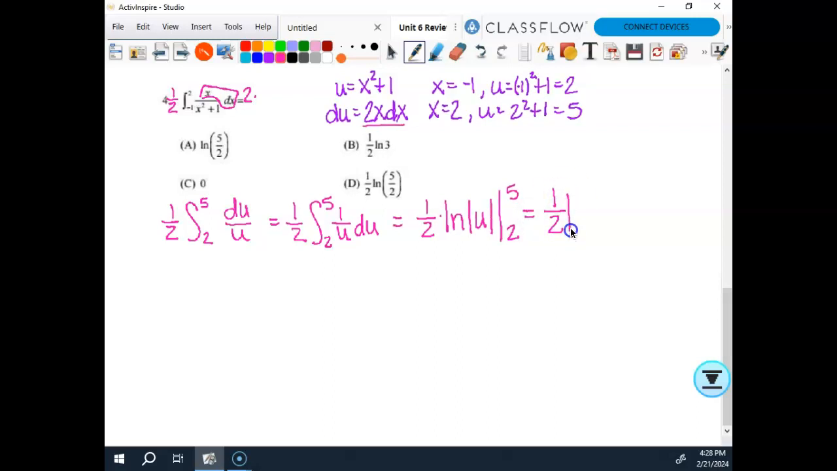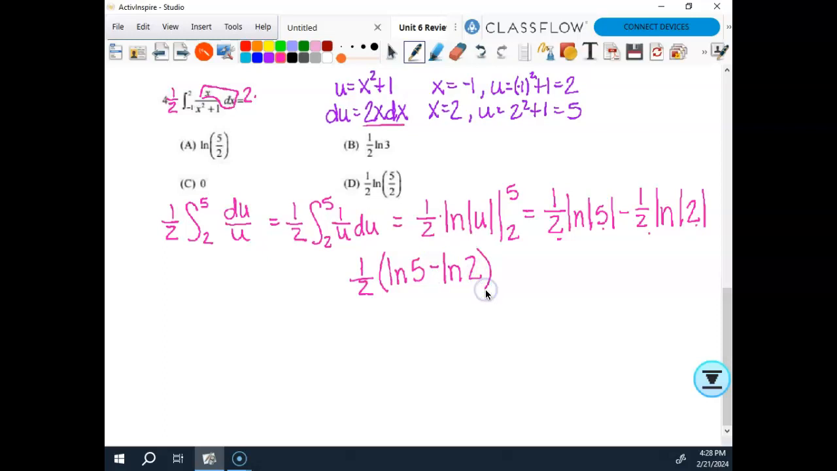1/2 times the natural log of the absolute value of 5 minus 1/2 times the natural log of the absolute value of 2. Which we don't have an answer choice that looks like that, so we have to figure out algebraically what we need to do. Well, these both have a 1/2 in them, so I can factor out my 1/2. And then when I do that, this is the absolute value of 5 and absolute value of 2. I can drop the absolute value signs because that's still 5 and 2, because they're not going to change that variable. So natural log of 5 minus the natural log of 2.